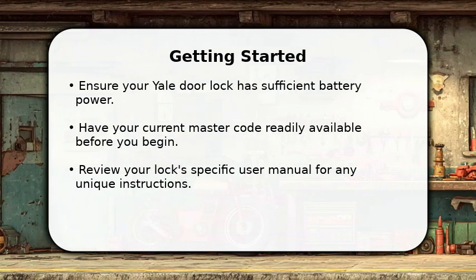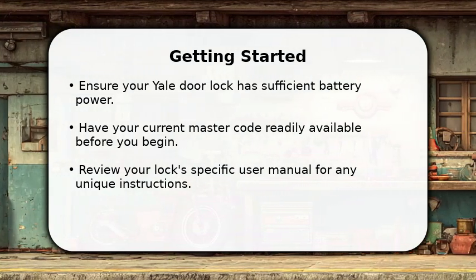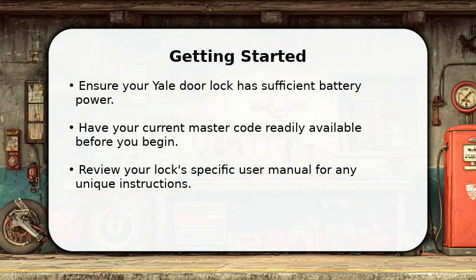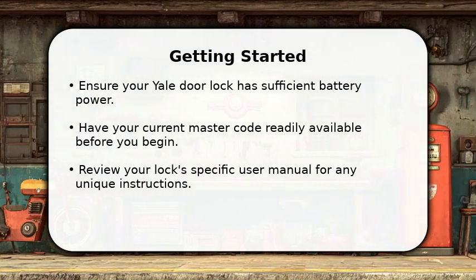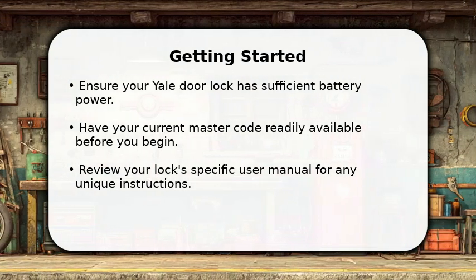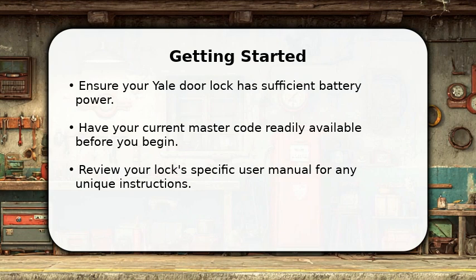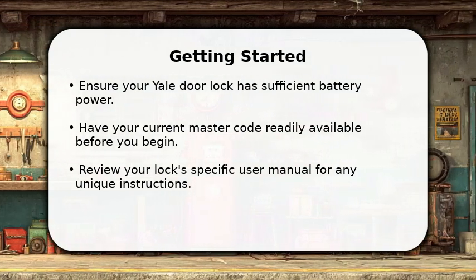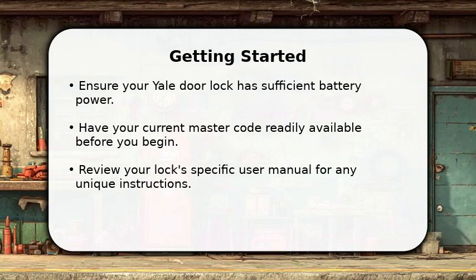First, ensure your door lock has fresh batteries, as low power can interrupt the process and cause errors. You will also need your current master code handy. This critical code is essential to access all programming functions. Make sure you have this master code readily available before beginning any changes to your lock settings.